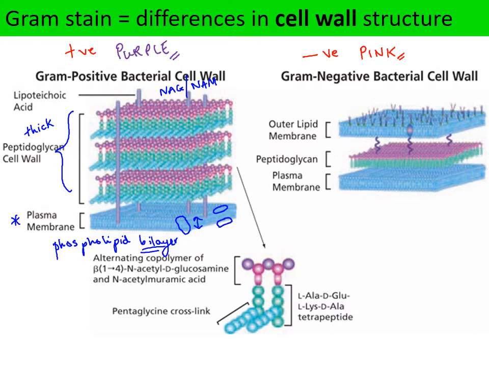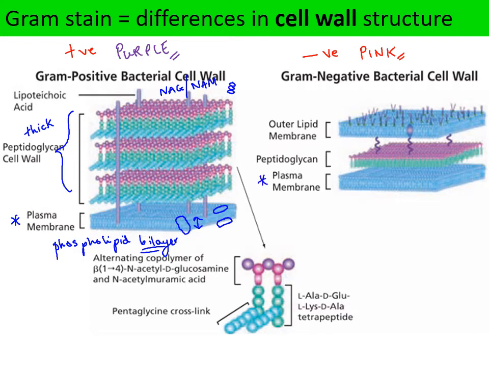The straight polysaccharide chains are actually cross-linked, not by hydrogen bonds in this case, as we'd find in the cellulose cell wall, but actually by short polypeptides. So we get short polypeptides of about 3 to 5 amino acids, and these are the cross links between the straight polysaccharide chains. Now we can see here there's a very thick layer of peptidoglycan on the outside of the cell membrane.